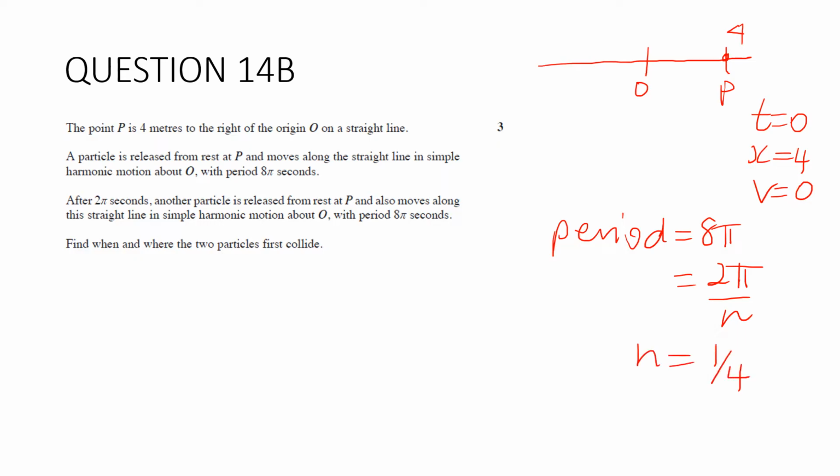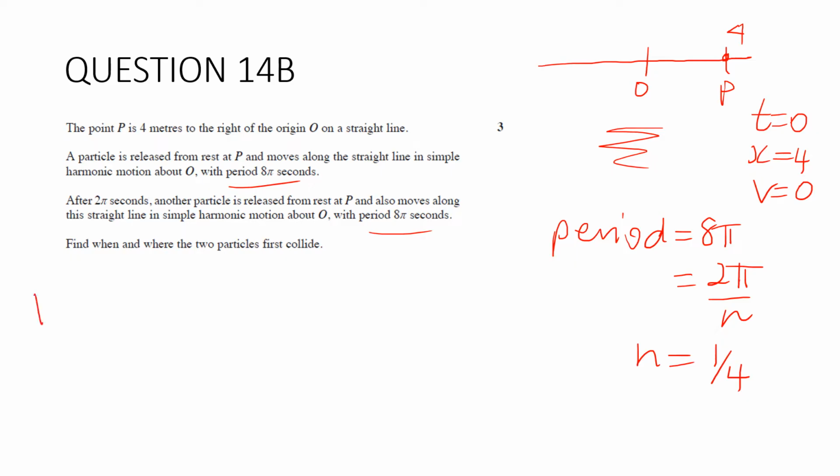After 2π seconds, another particle is released from rest at P and also moves along a straight line in simple harmonic motion about O with period 8π seconds, so same period. Find when and where the two particles first collide. All right, so we know this is in simple harmonic motion about O, but we don't know what the amplitude is. We're assuming it's 4, but I'm just going to do a quick check.